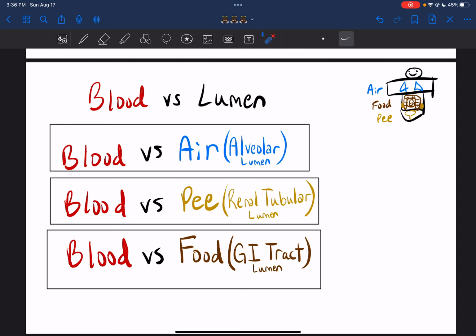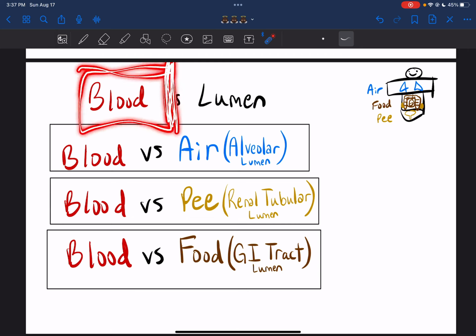Blood versus lumen. You see I have blood versus air, blood versus pee, and blood versus food. This is basically the framework that I would use for almost every organ system in physiology. Of course, there are some systems not included here, but this is basically PULM, renal, and GI. Anyways, the idea is that I had a much easier time when I realized all of these systems in particular, their physiology is all about things moving back and forth between two sides.